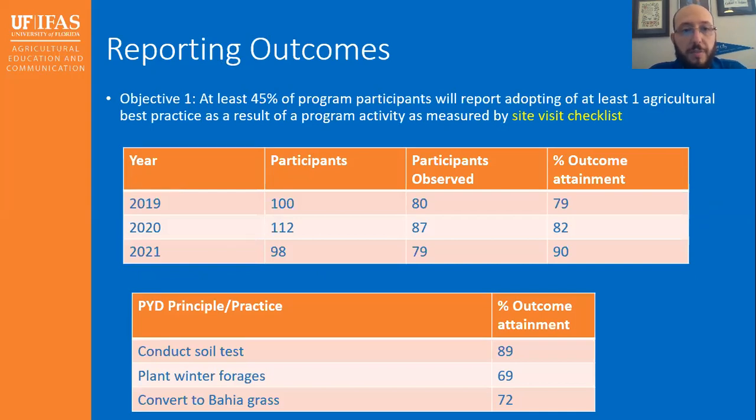So again, what does this mean for reporting? Same construct. I like to use the same construct so that when folks are reviewing your packet, they get used to it and understand what you're doing. It makes things a little bit easier for them, and they move through your packet a little bit quicker. So again, overarching, what that looks like as a measure of success in regards to 45% and one ag BMP, and then broken down to the small p's and what that looks like for conducting soil tests, planting window forages, and converting to Bahia grass.